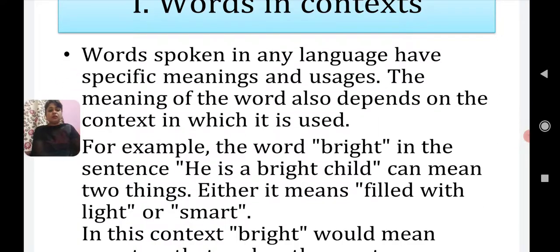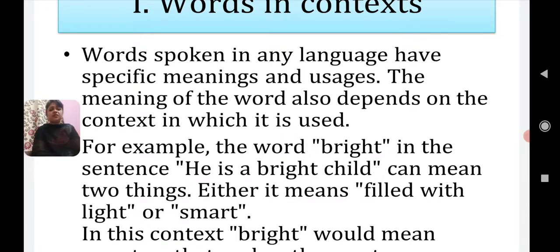So how does the meaning change as the context changes? The words in a particular context are used with a specific purpose. Context refers to the situation, or it also refers to the scenario, the background behind using a particular word, behind using a particular language. Words spoken in any language have specific meanings and usages. The meaning of the word also depends on the context in which it is used.